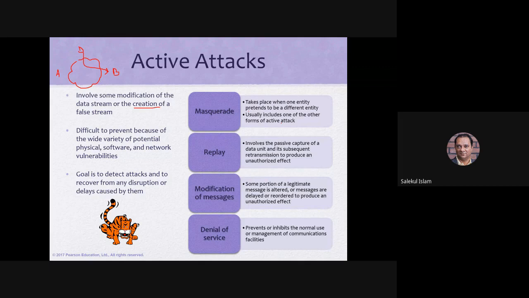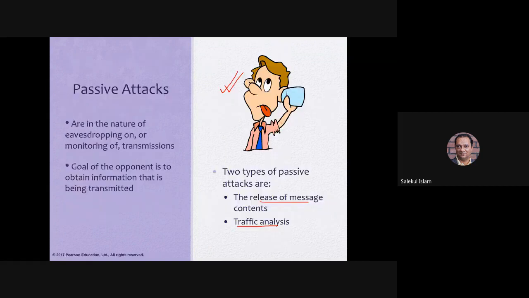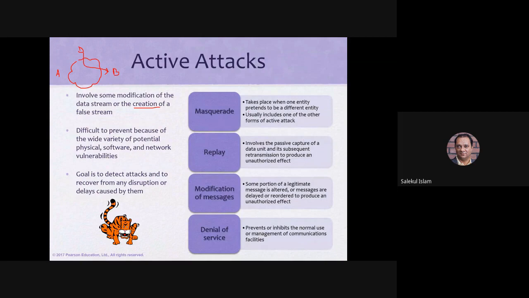So there is another kind of active attack, which is also very close to masquerade, and that is replay. Replay involves passive capture. Here we have said the release of message contents. That means I am capturing some messages, right? I can capture some of the messages, and later I can replay those messages. So it involves the passive capture of a data unit and its subsequent retransmission to reproduce an unauthorized effect.